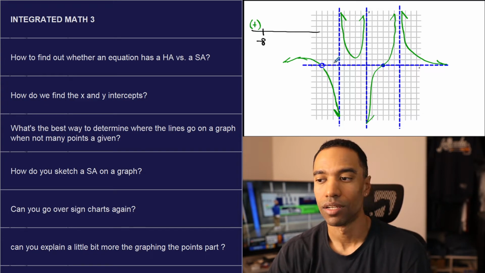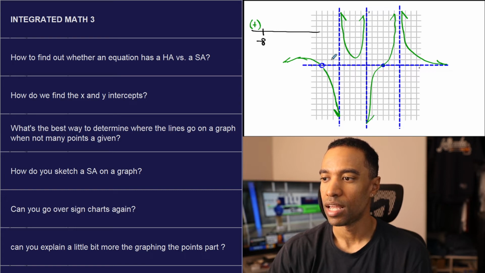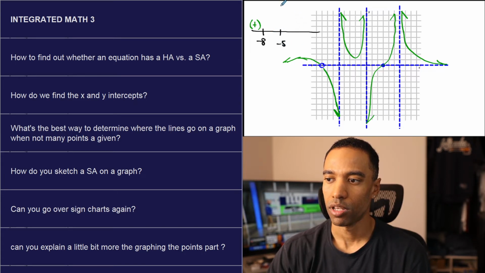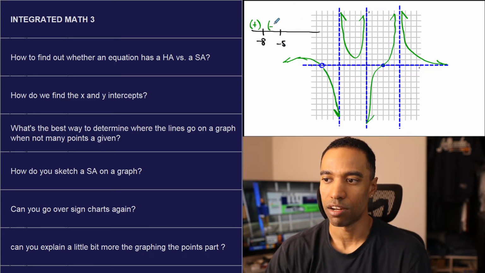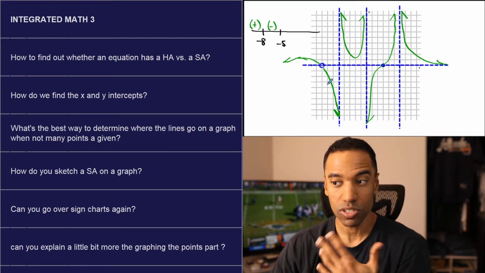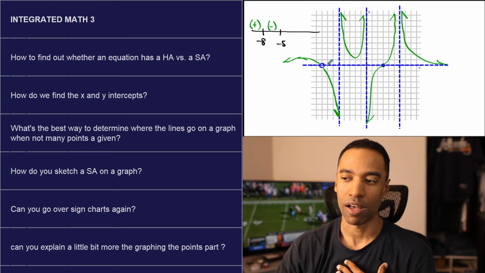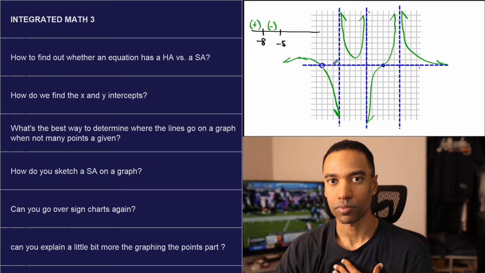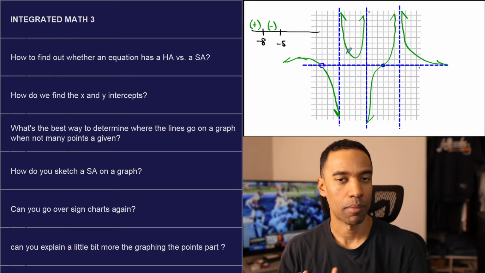You can't. So what happens between -8 and -5? Well, apparently to this made-up equation, it's negative right there. Everything down below is negative, and it's going to stay negative. So you've got to plug in a value like -7 or -6. And when I say plug it in, I mean come up with what the signs are.